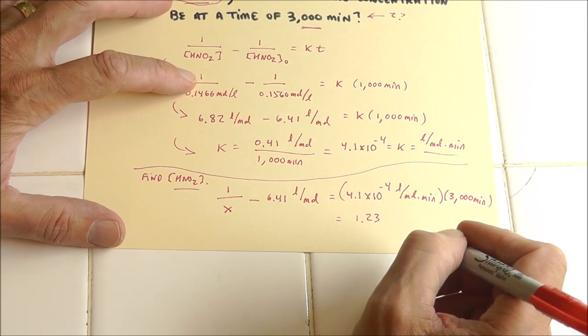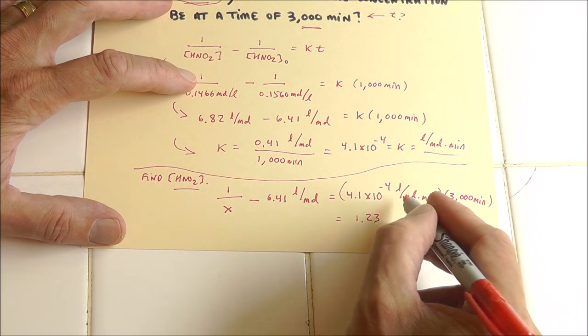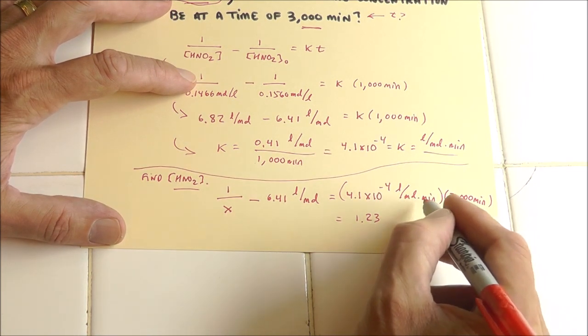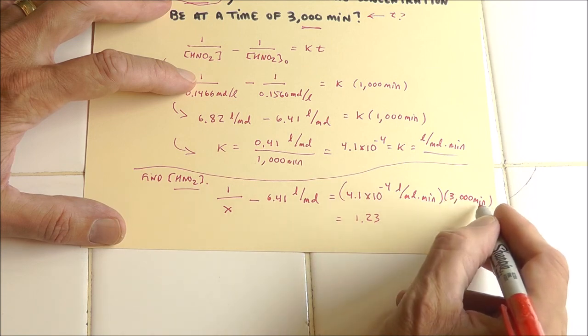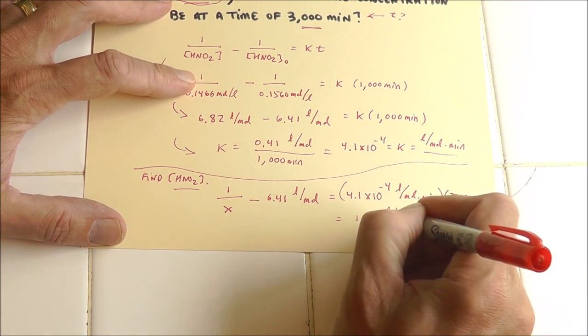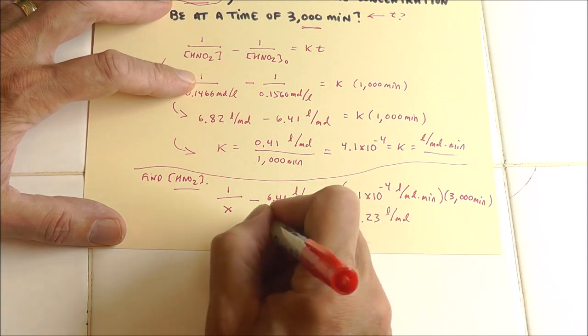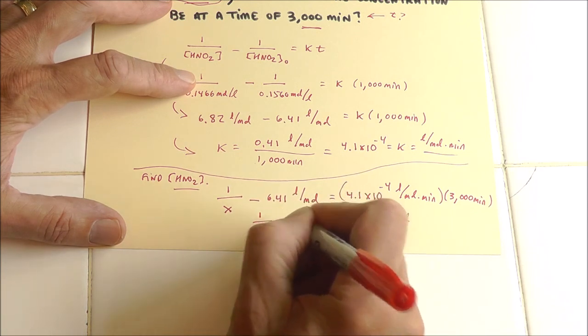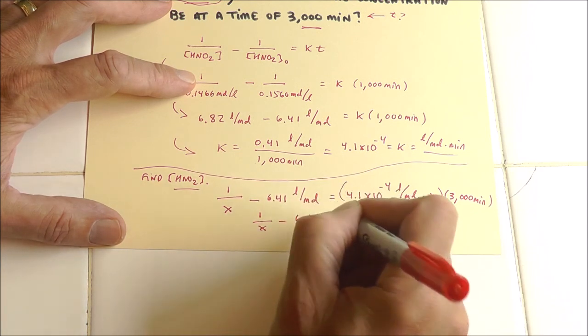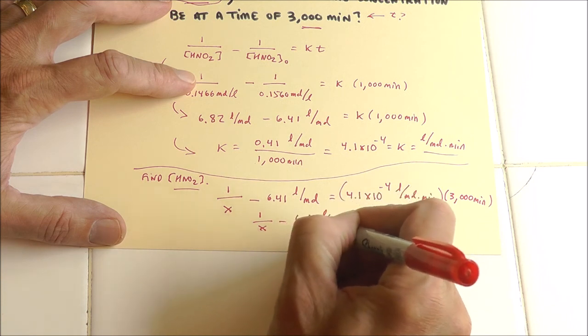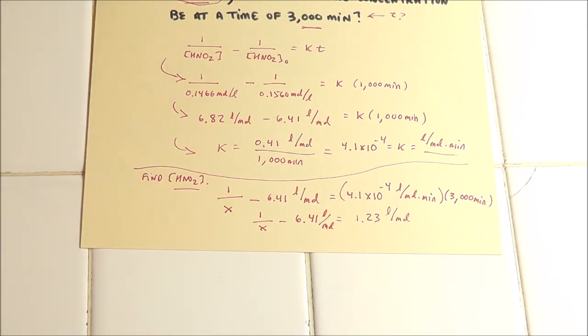Okay, now this is where things get kind of tricky here. You make sure you keep track of your units. The minutes in the denominator cancel the minutes in the numerator, so this is liters per mole. Over on the right, this is still minus 6.41 liters per mole.